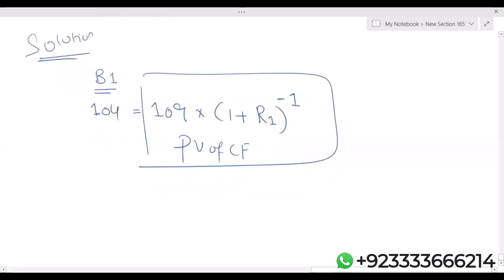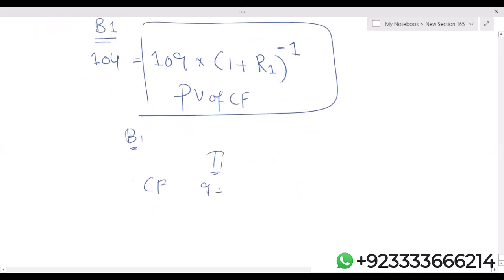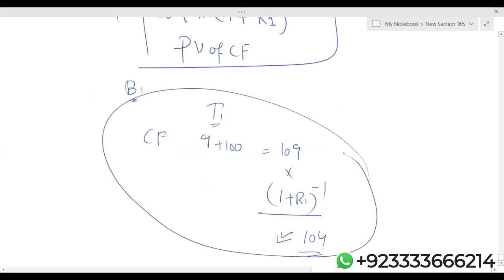Let's say we know that bond 1 has a maturity period of 1 year. In 1 year's time, the cash flow will be 9, that is the cash interest, plus the redemption amount of 100. So the total amount will be 109. And you will discount this by 1 plus R1, which I don't know. Here you will get a market value, which the examiner has given you as 104. Check this now.